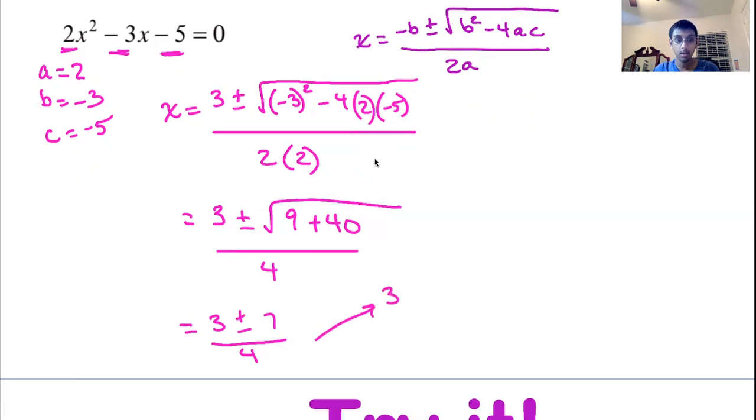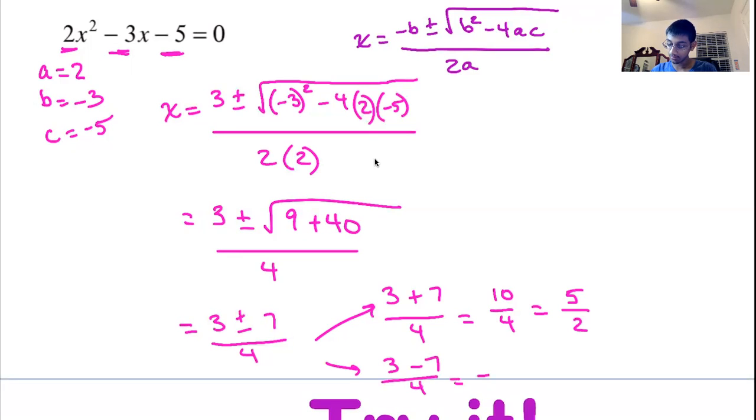So we'll do 3 plus 7 over 4, which is 10 over 4, which simplifies to 5 over 2. And then we're also going to do the negative one, which is 3 minus 7 over 4, which is negative 1. So these are our two answers, right? Both of these are equal to x. And there we go. We've just solved this.